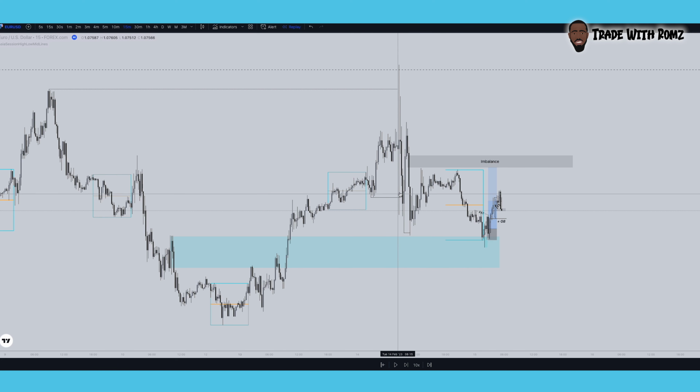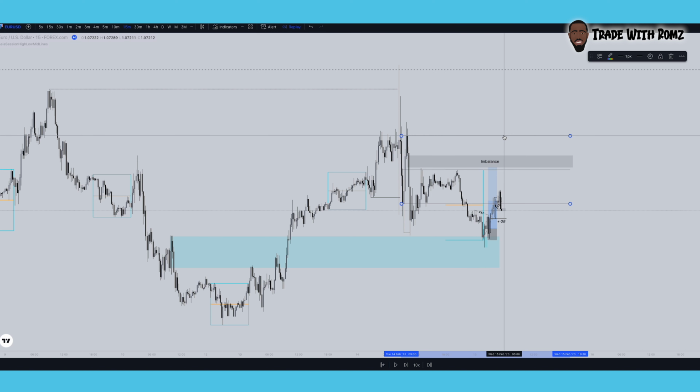So when price came up, tapped into these wicks, came back down, created a new low down here, and it's come back up, and it's come up into the consequent encroachment of the body, which it did here and again here.